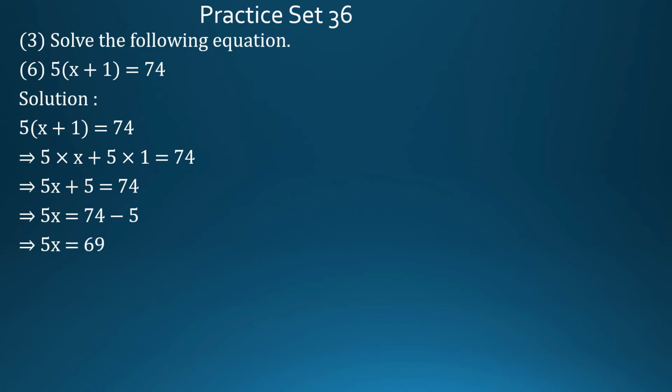74 minus 5 is 69. So we get 5x is equal to 69. Therefore, x is equal to 69 upon 5. Hence, we get the value of x as 69 divided by 5.